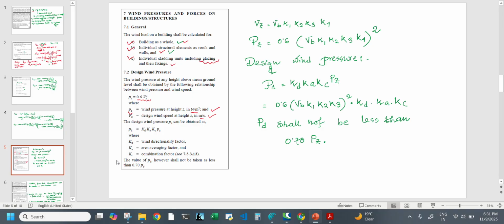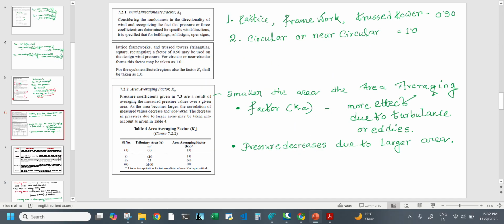So this is the point we should mention: the Pd value shall not be less than 0.90 Pz, and with this formula we have to apply three other factors, Kd, Ka and Kc. Kd is the wind directionality factor, Ka is the area averaging factor, and Kc is the combination factor. Now we are explaining them orderly.